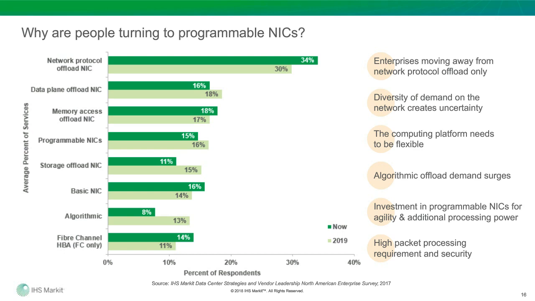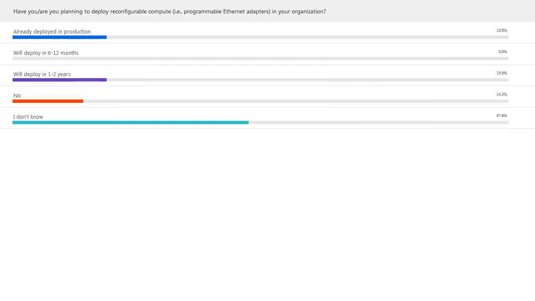So let's take a look then on how you answered that question. I can see that about 19% of you have already deployed reconfigurable compute in production. This is actually quite in line with the trend that we just saw of North American enterprises. So we can see that we're in the high teens of deployment in terms of reconfigurable compute.